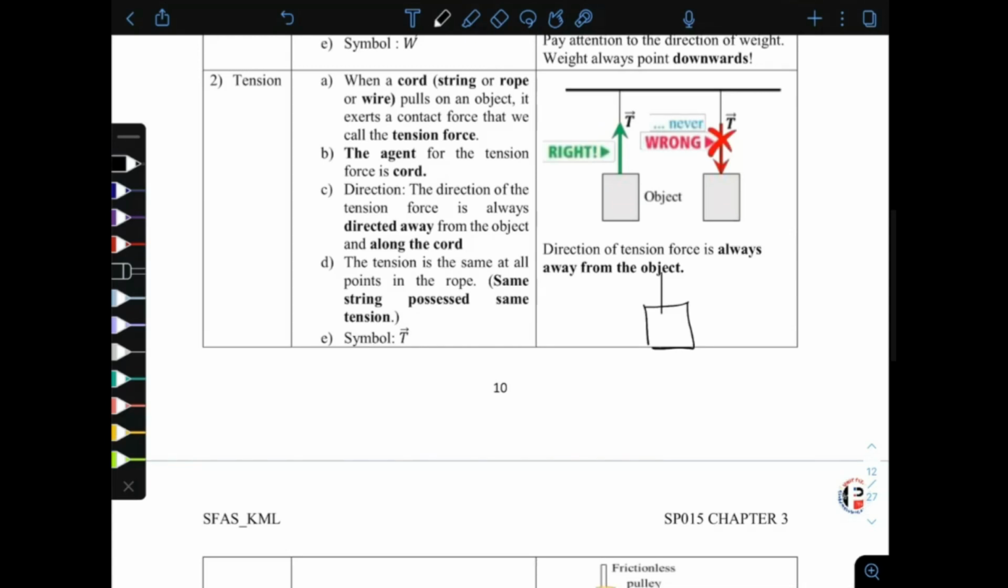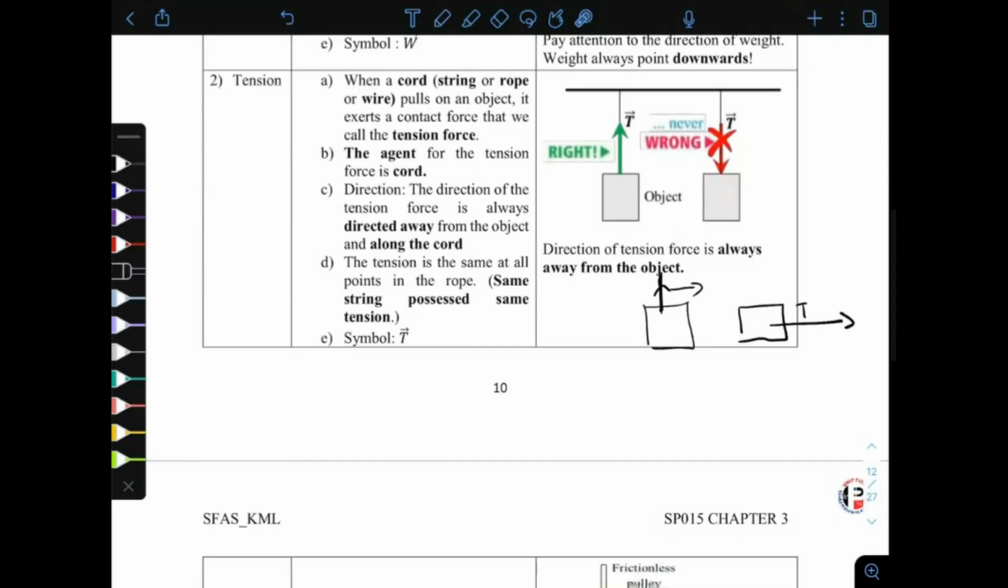So contoh kamu ikat dia ke atas. Okay, so wujudnya cord dekat sini, you're going to experience tension. Kita akan ada tension. So agent untuk tension adalah cord. So your object can be located on the table as well. Lepas tu kita tarik dia ke kanan guna tali pun sama, kamu boleh ada tension force dekat sini, because you have attached the object to the string here.